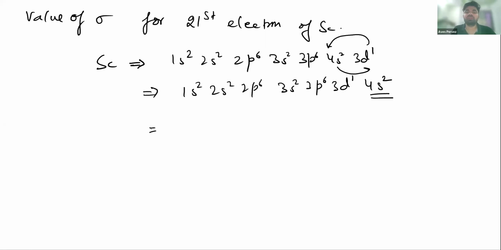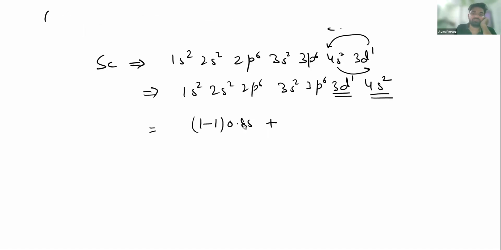Then what do we do? We take the number of electrons in D or F. This is 1 minus 1. So there is only D, the D or F subshell is going to be only 1. Then into 0.35, sorry, not 0.85, 0.35. Then what do we do?